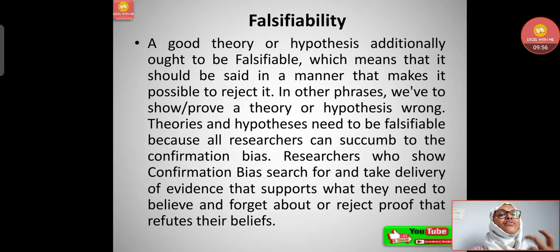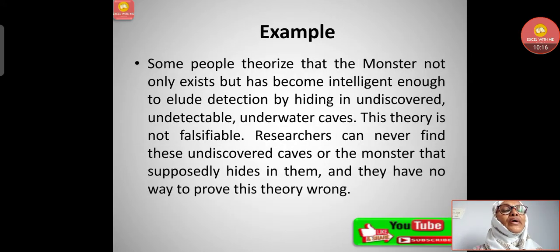So this is falsifiability. In this, the hypothesis should also be falsifiable. That means it should be stated so that it is possible to reject it or not. That is, we have to show or prove a theory or hypothesis wrong. That is falsifiability. Let's see through an example.